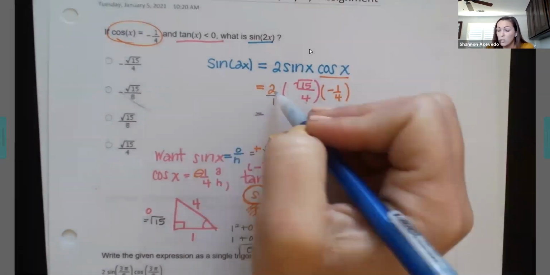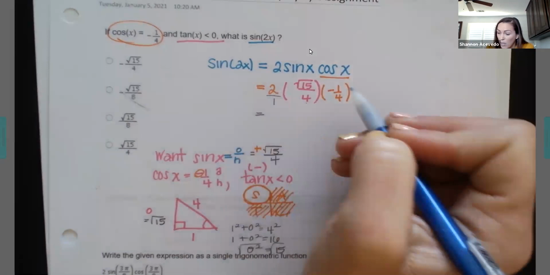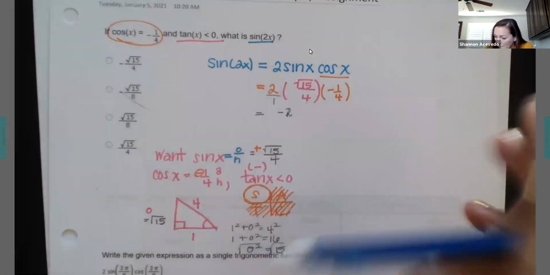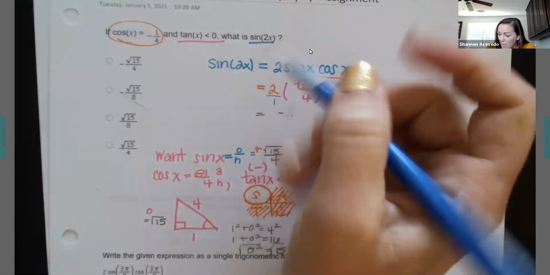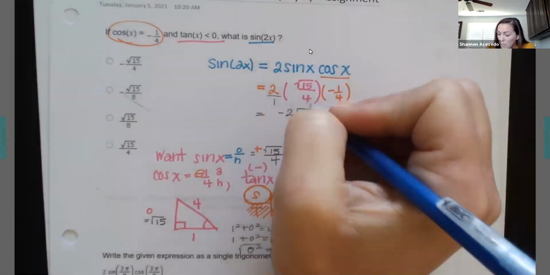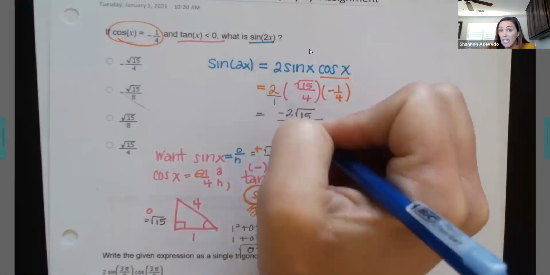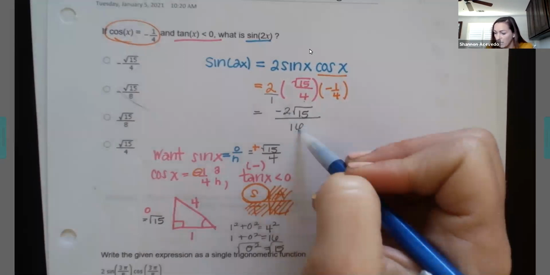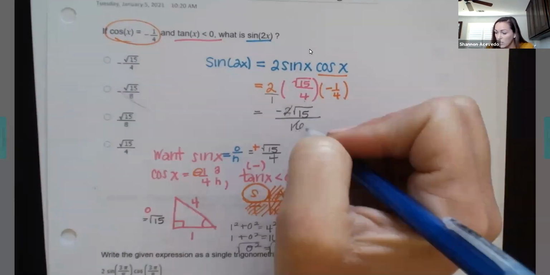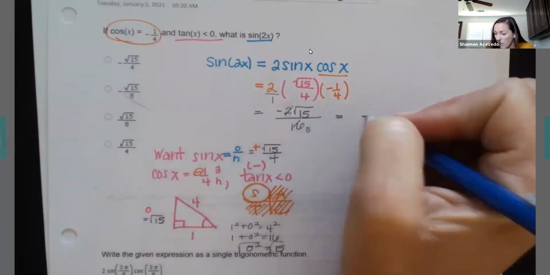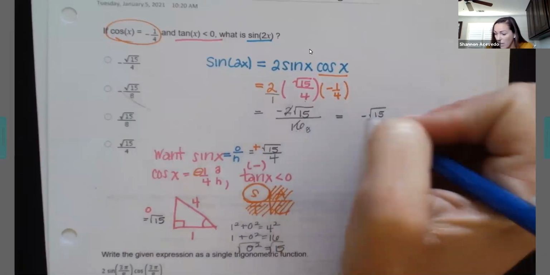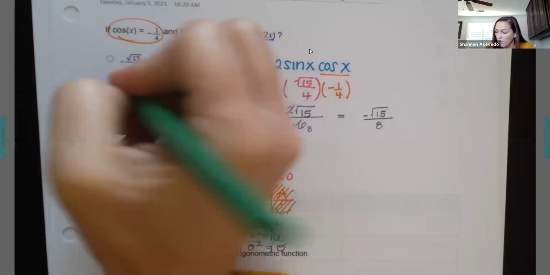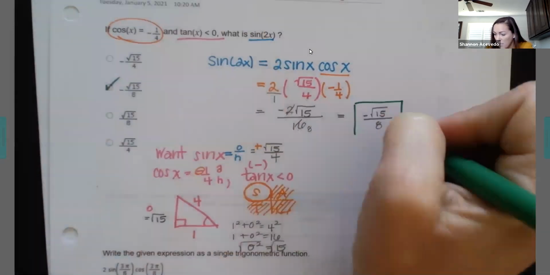So 2 times the square root of 15 times a negative 1 is negative 2 square root of 15. 4 times 4 is 16. And if the coefficient and the denominator have something in common, then I can simplify. So 2 goes into both of these. So my answer is negative square root of 15 all over 8. And I'm done.